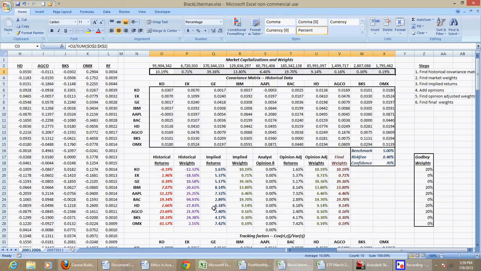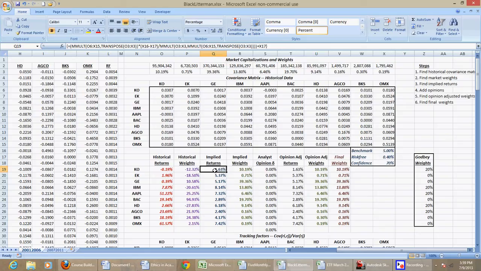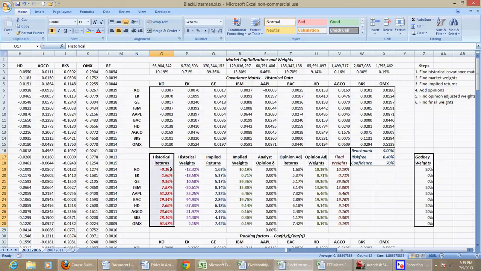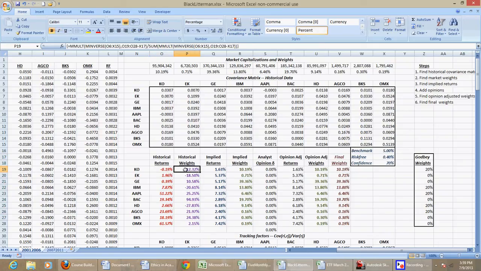So the first thing we need to do is back out these implied returns. Here's how that's done. That's the matrix multiplication we need. This is for a 10 by 10. I want you to be able to do it for 5 by 5, 7 by 7, however many assets I decide to give you. Okay, this is the historical return, if I just went and found historical weights like you did before.